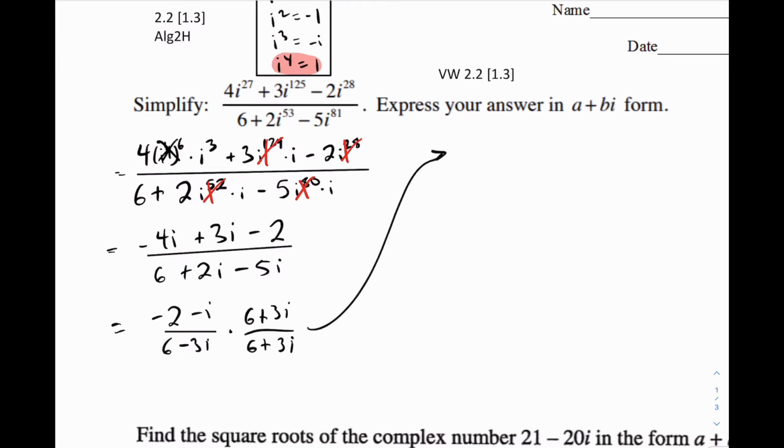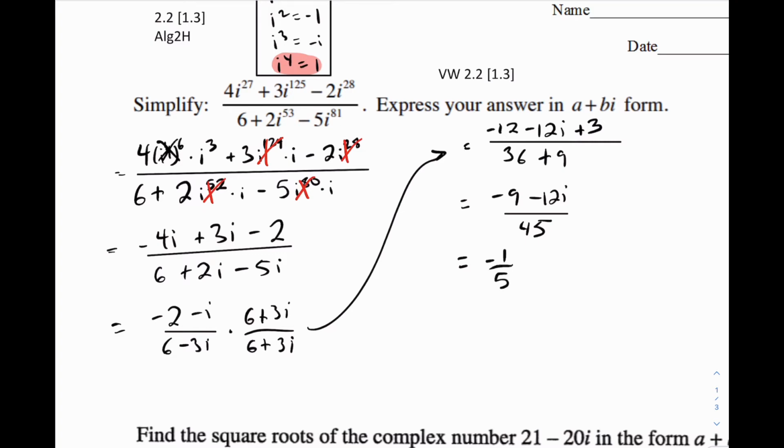We'll continue our work here. So our numerator, we multiply this out, that's going to be -12 minus 12i plus 3. The bottom should be 36 plus 9. And that's going to become -9 minus 12i, all divided by 45. Now again, a lot of people want to stop here, but notice how it says a plus bi form. That means we have to separate it. So we separate and reduce. -1/5 minus 4 over 15 i. So that's our first example.